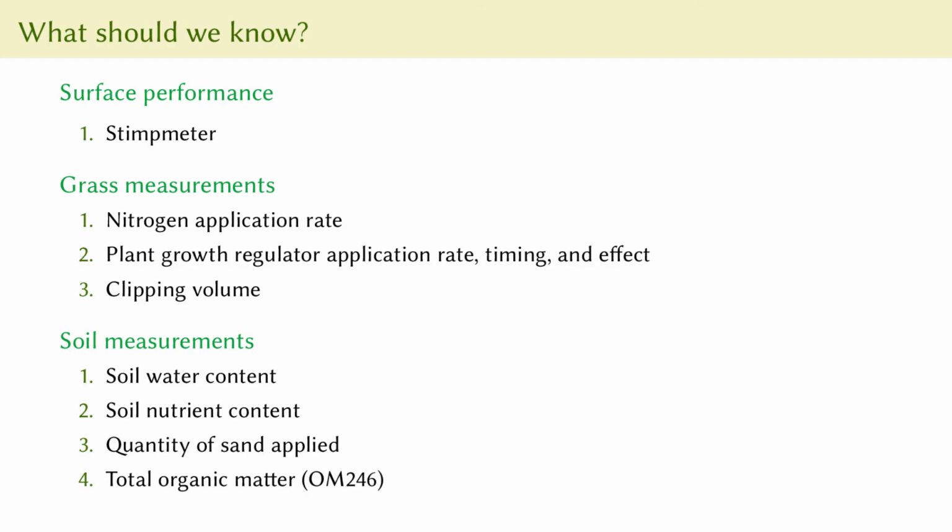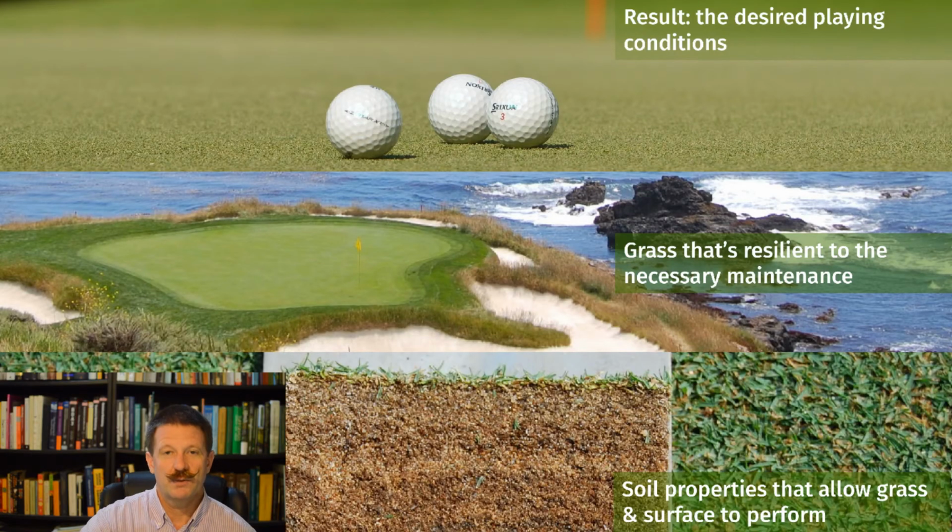So the result is like this. If you measure those specific things that I've just mentioned, I think there's 8 of them. You measure the stimpmeter, and then you measure things about the grass so that it will be resilient to the necessary maintenance. You measure a few soil properties. If you keep track of all of those things, you can adjust them just the way they need to be. And the result, the inevitable result, is the desired playing conditions.